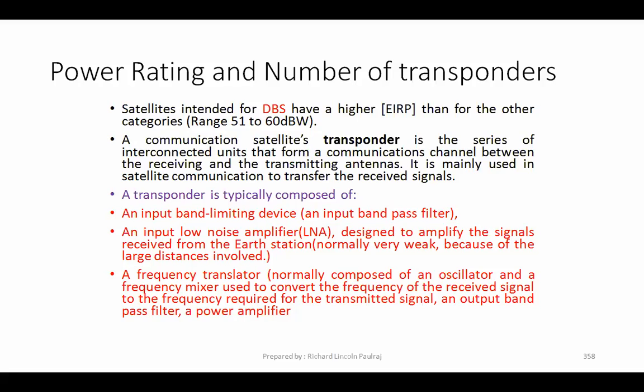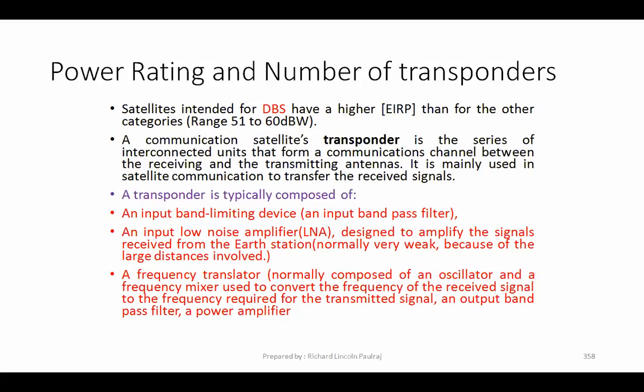A low noise amplifier, which is LNA, is designed to amplify signals received from the earth station. So whatever signals are transmitted from our base station and sent to the satellite are normally very weak because of the large distances involved, right? As I've told you, those signals which are to be transmitted from the base station require higher power. And due to rain attenuation and various other factors, the signals reaching the satellites become too weak.